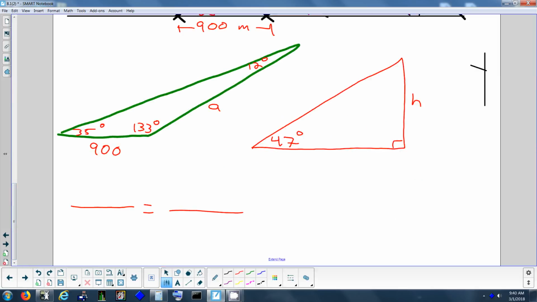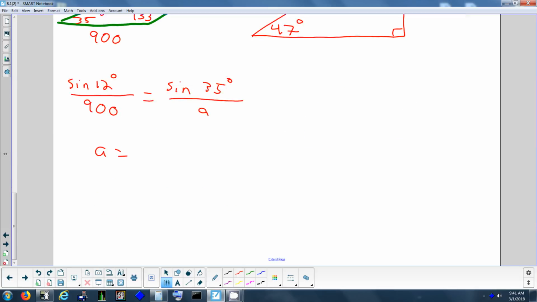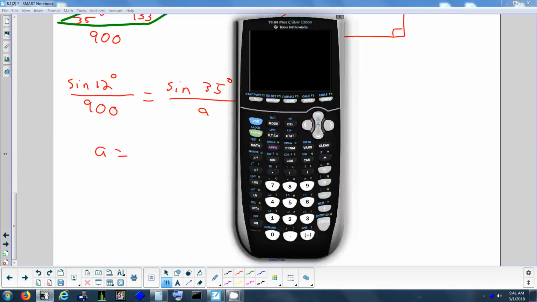Using law of sines, can somebody set up a proportion for me to find A? Yeah? Sine of 12 over 900 equals sine of 35 over A. Yep, exactly. So let's find A. Let's see what we get.